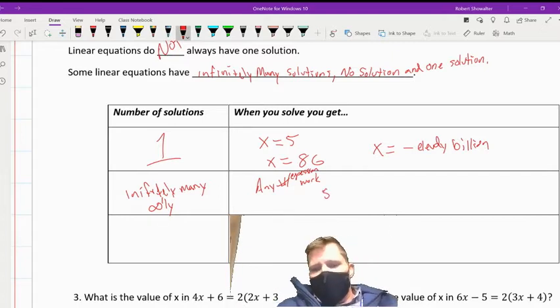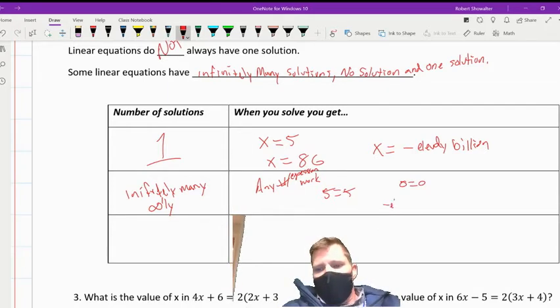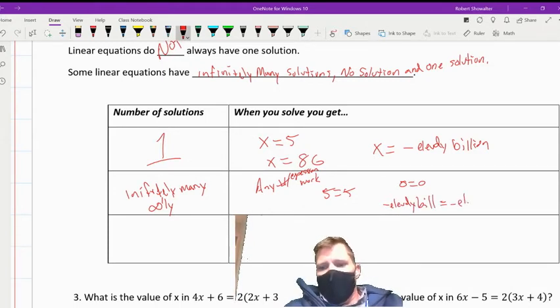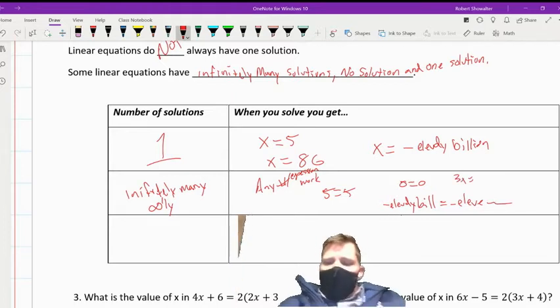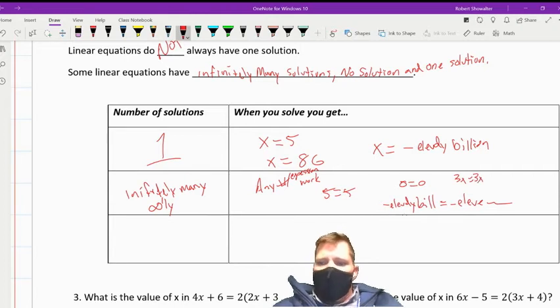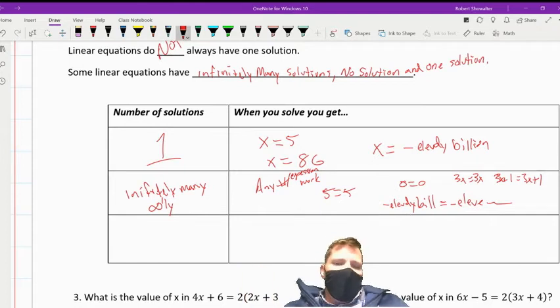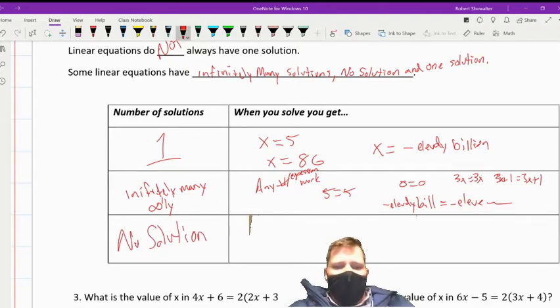What does it look like? You get something like 5 equals 5, or 0 equals 0, or negative 11 billion equals negative 11 billion. Or like 3x equals 3x, meaning the same exact thing on both sides. Or 3x plus 1 equals 3x plus 1. As long as it's the same exact thing on both sides, you're going to end up with the infinitely many solutions option.